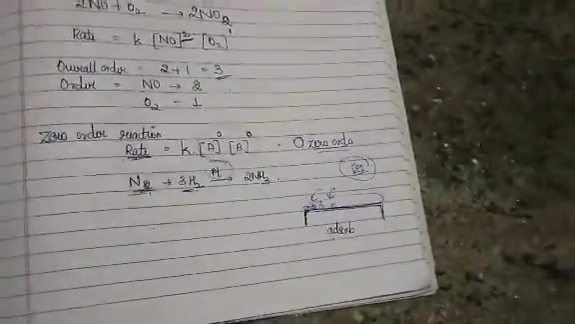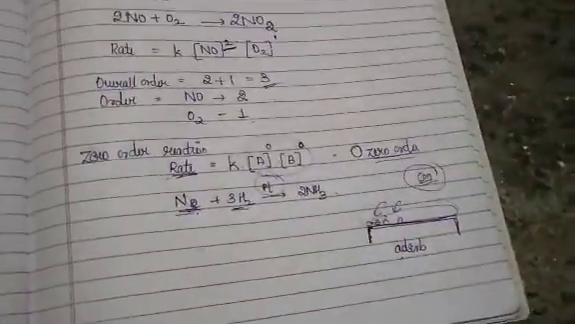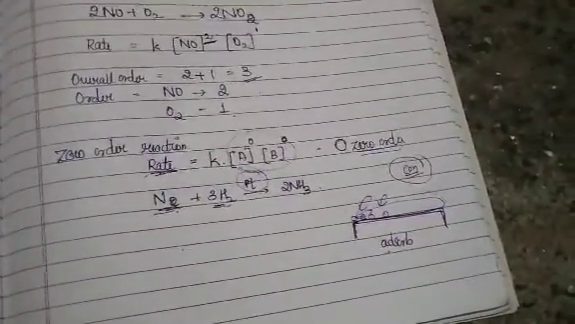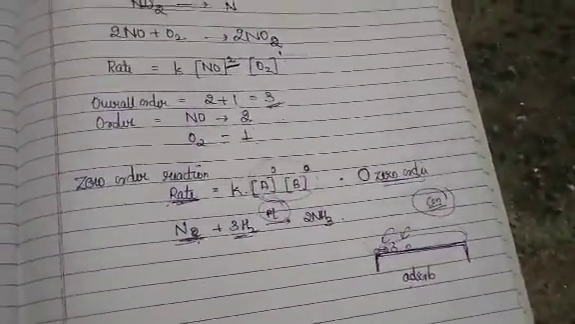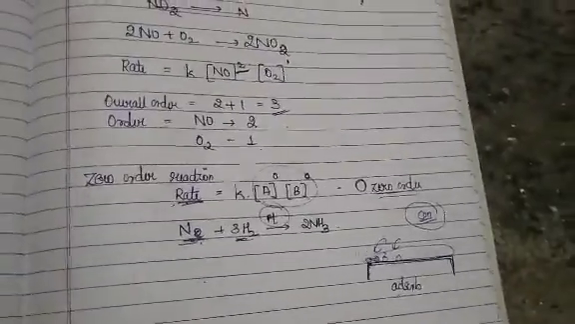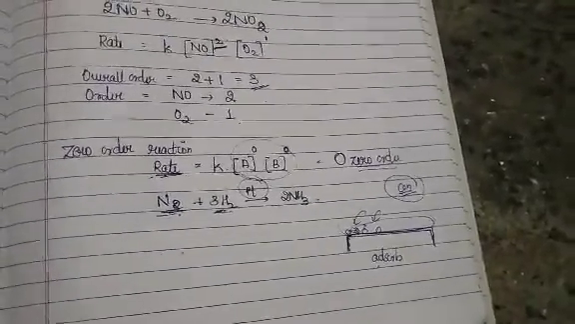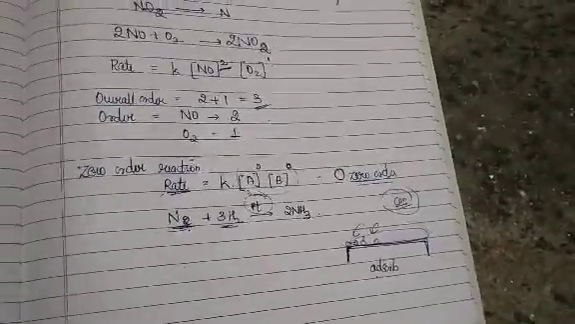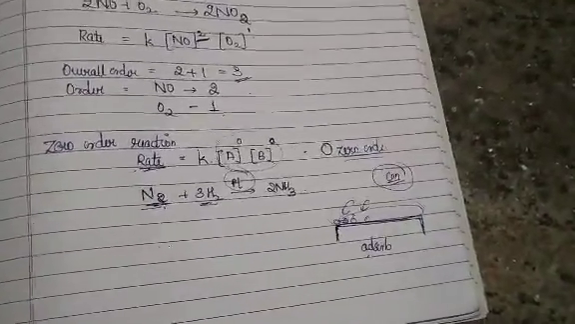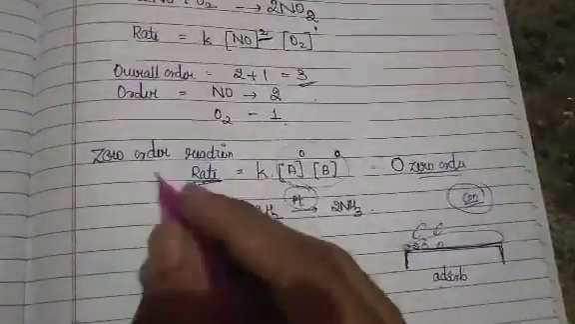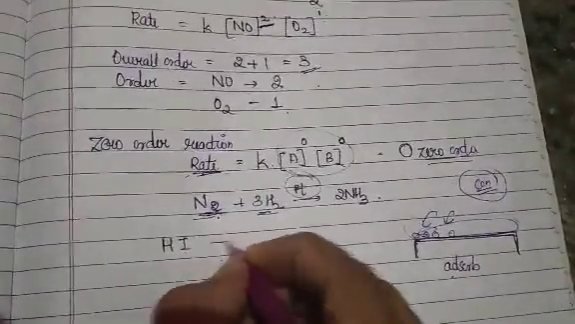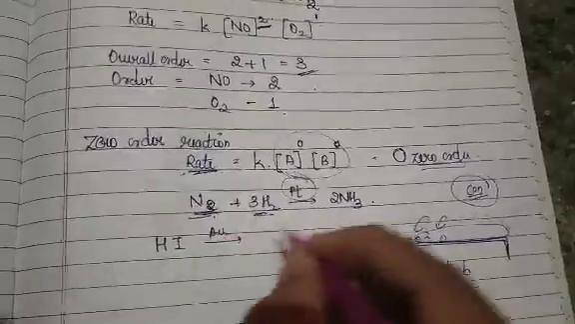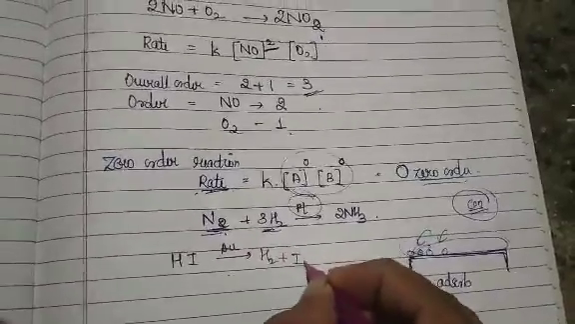So you have to keep in your mind that whenever a reaction is taking place in the presence of a catalyst, such reactions follow a zero order reaction. Similarly, for example, the thermal decomposition of HI on the surface of gold to give H2 plus I2.